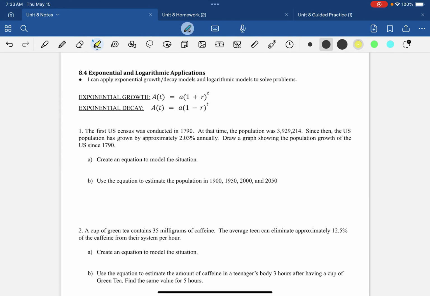In section 8.4, we are going to do some application problems that deal with exponential growth and exponential decay. So as you can see up top, we have two formulas. The first one, where it says growth, has an addition symbol, and if it says decay, we're going to subtract. Now, what all of these variables mean, this A is our starting point, or our starting amount. It might be a population, it might be a dollar amount, it might be a dosage of some medicine, but it's what you're starting with.